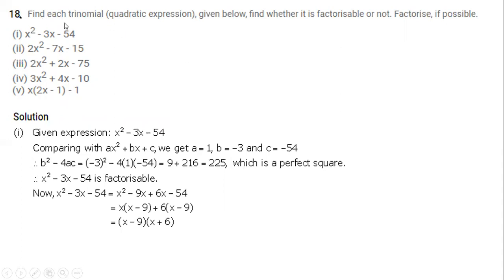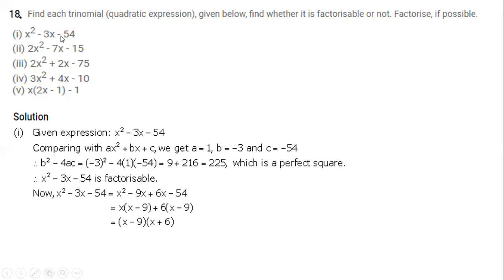Here the question demands that in each trinomial or quadratic expression, we find whether it is factorizable. That means we have to find out b square minus 4ac, and that b square minus 4ac must be a perfect square. If that value is a perfect square, then we can easily say that the given trinomial is factorizable, and then we have to factorize. Read the question again. They want to find whether it is factorizable or not. Factorize if possible. If you find that the given expression is factorizable, then find out the factors.